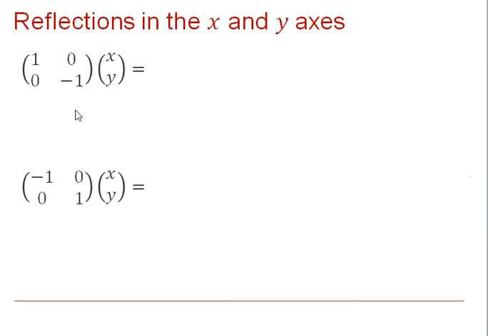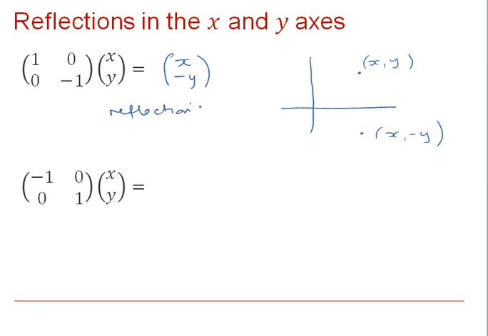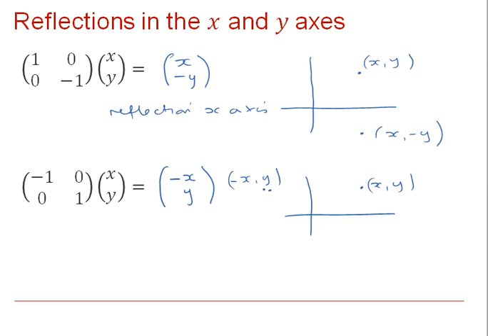Looking at these two matrices, we will see that when we pre-multiply (x, y) by [1 0; 0 -1], we would get (x, -y). So in other words, any point (x, y) will be transformed to the point (x, -y). This is therefore a reflection in the x-axis. Similarly, if we pre-multiply by [-1 0; 0 1], we would get (-x, y) as our transformed point. So any point (x, y) will be mapped across to (-x, y). Hence you can see that this is a reflection in the y-axis.